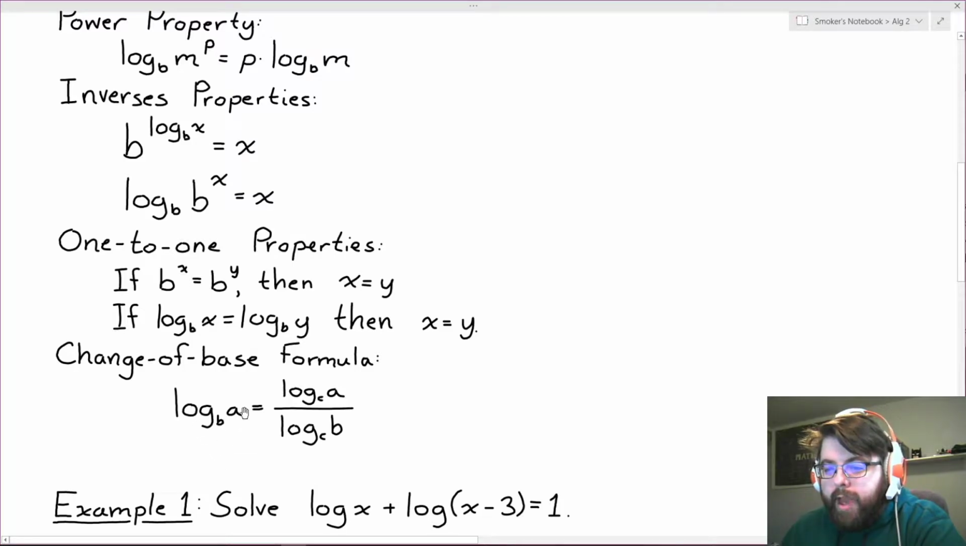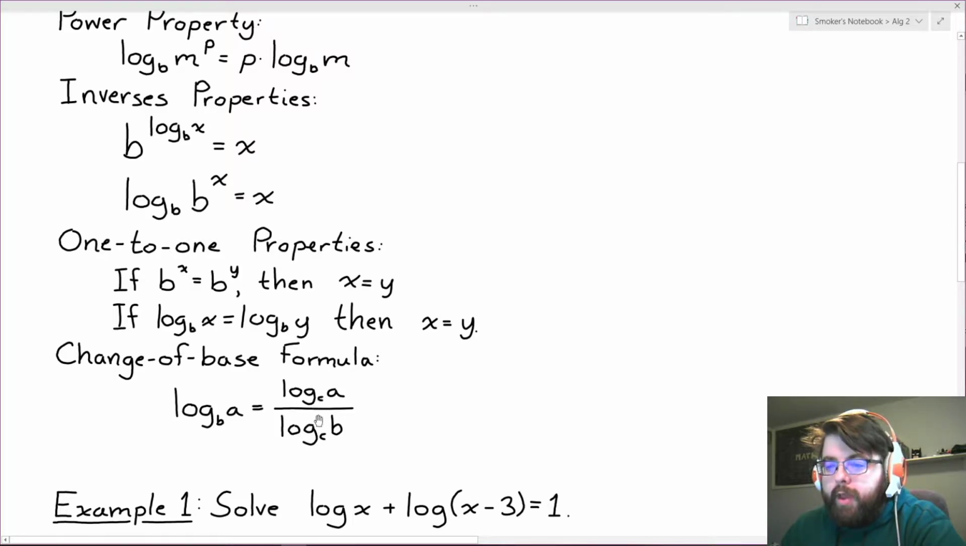Log base b of a can be changed to any log base, and often we do this to change it to log base 10, which is just the common log. So you could do log base b of a is equal to log a over log b, and I'm leaving out a base, and that means it's base 10. So log a over log b. That makes it easier to type into the calculator. You can also do natural log, ln of a over ln of b.